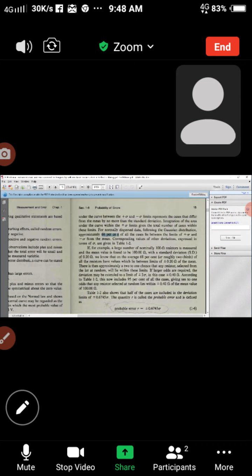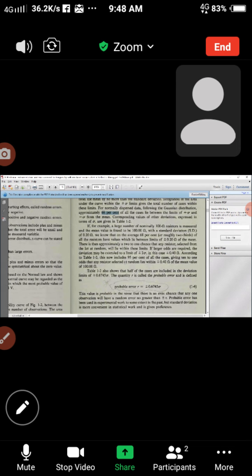For example, a large number of nominal 100 ohm resistors is measured and the mean value is found to be 100 ohm with standard deviation of 0.20 ohm. We generally see on a resistor that 10% or 20% accuracy is written. This 20% accuracy comes from the standard deviation.